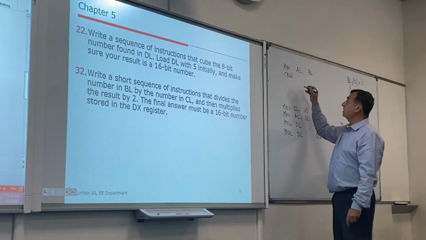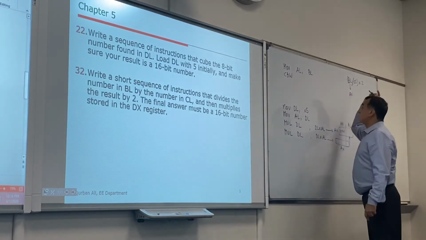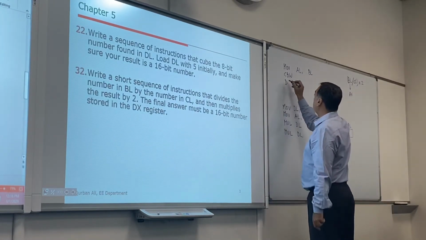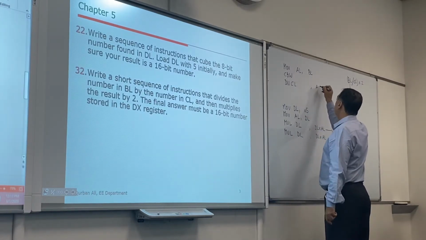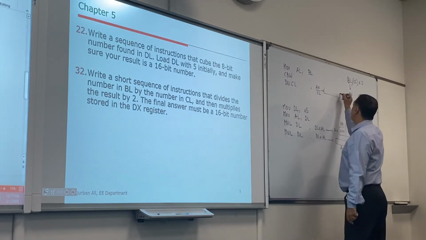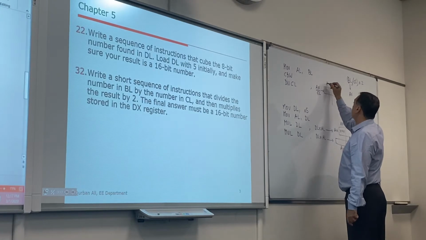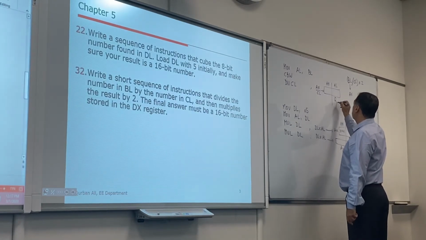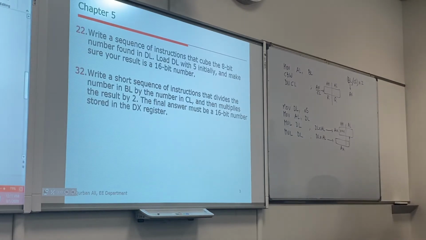Okay? So once I have it now, my value is in AX. Now I will say I'm dividing by CL. So this will be div CL, which means AX divided by CL. And the answer will be in AL and AH. This will be quotient and this will be remainder. Because this is division.